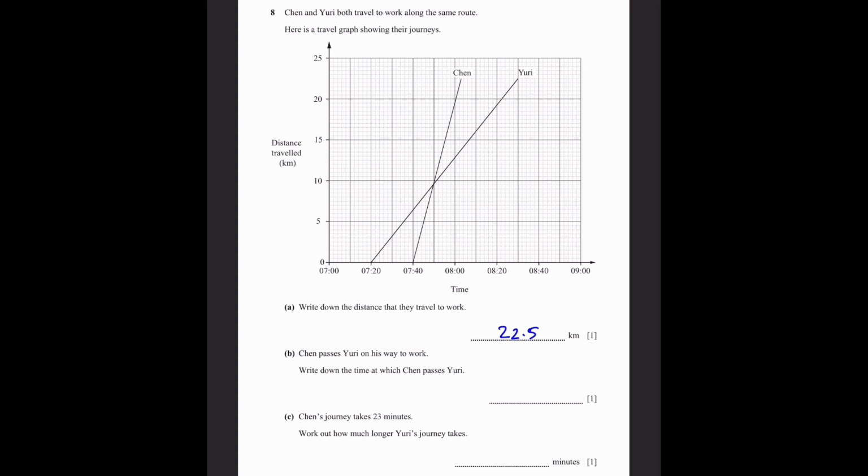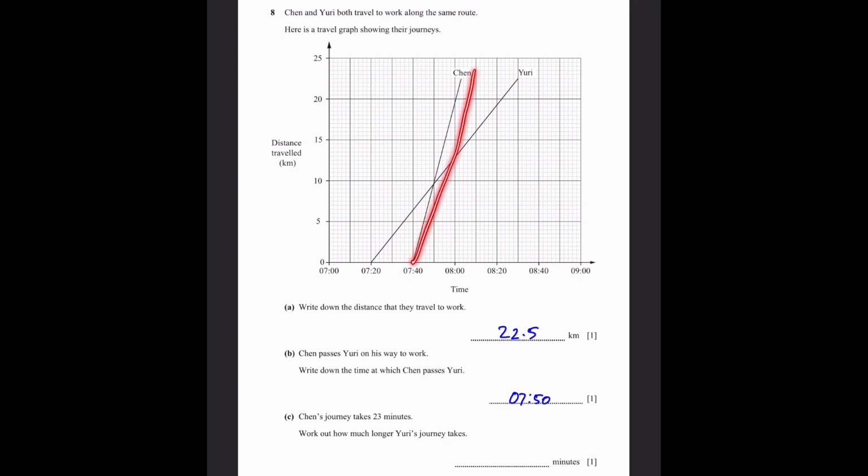We can see that Chen starts later but goes faster. And the time over here when they intersect is the time when Chen passes Yuri. The time at that point is the middle of 7:40 and 8 o'clock, which means it is 7:50. C. Chen's journey takes 23 minutes. Work out how much longer Yuri's journey takes.